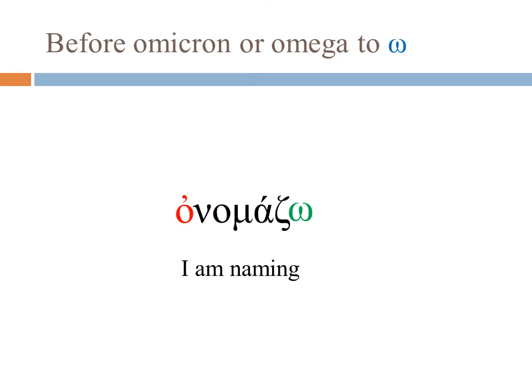If it comes before an omicron or an omega, it expands to an omega. So, in this word onomazo, I am naming, we're going to put an epsilon in front of it. It's going to expand it to an omega. We're going to put secondary endings on, and we're going to get I was naming.